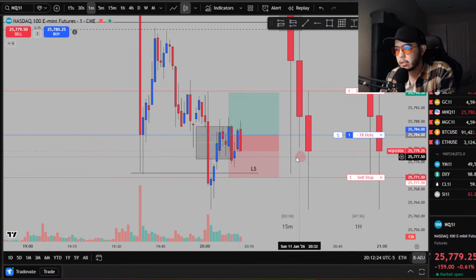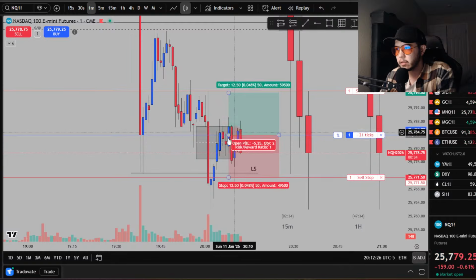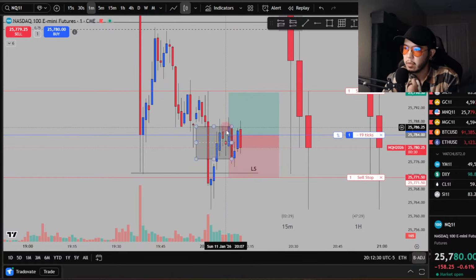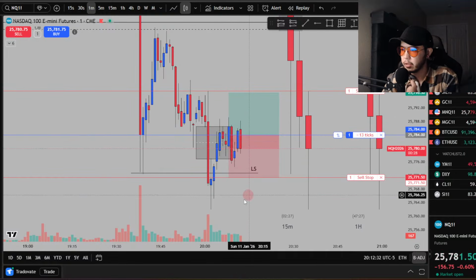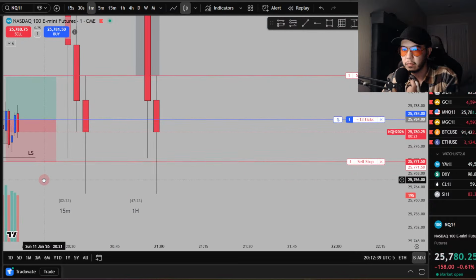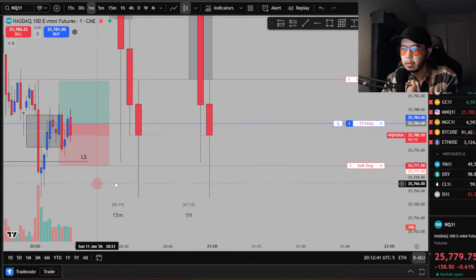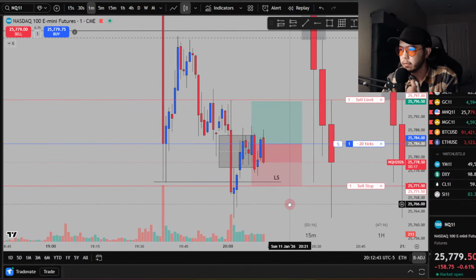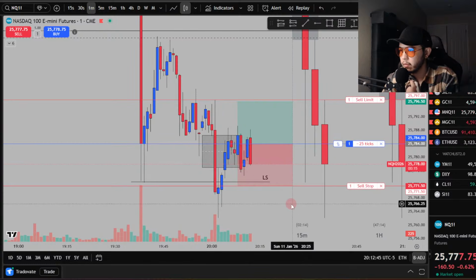What I don't like is that it's a massive rejection in the same area. But there's also massive buy pressure in this area. Look at the volume. The buy volume is bigger than the sell volume. So we'll see what happens.